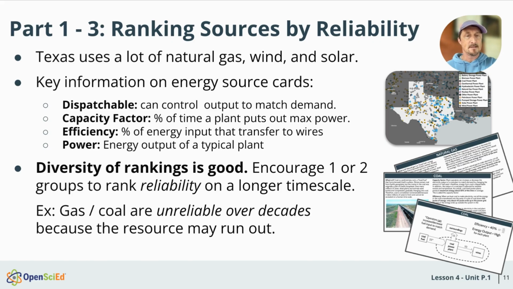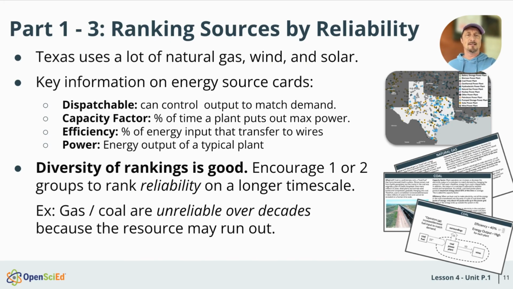First, this ranking task is a key moment in lesson 4. We see that Texas uses a lot of natural gas, wind, and solar from this map, and then we get more information about these sources on these cards. For example, is the source dispatchable, meaning can the power company increase or decrease the output to match demand when we're using that source? Capacity factor means the percent of time that a plant is putting out maximum power. So this is very, very low for solar, for example, because solar cells don't work at night.